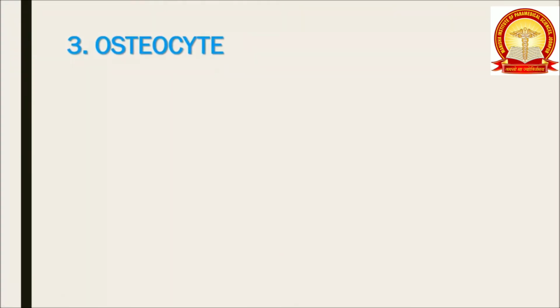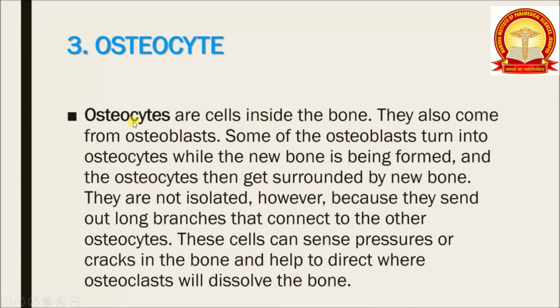And third is osteocytes. Osteocytes are cells inside the bone. They also come from osteoblasts. Some of the osteoblasts turn into osteocytes while the new bone is being formed, and the osteocytes then get surrounded by the new bone. They are not isolated, however, because they send out long branches that connect to the others.